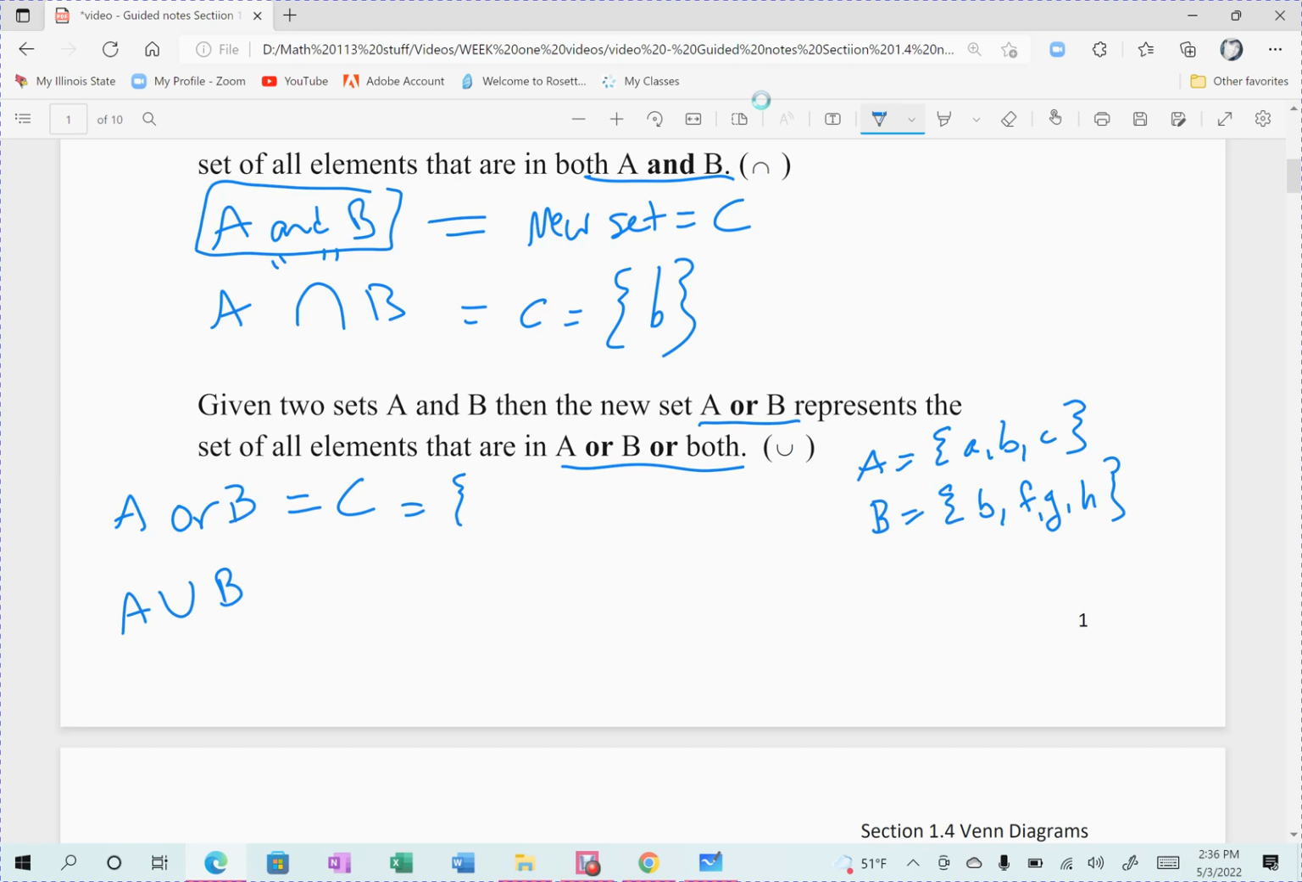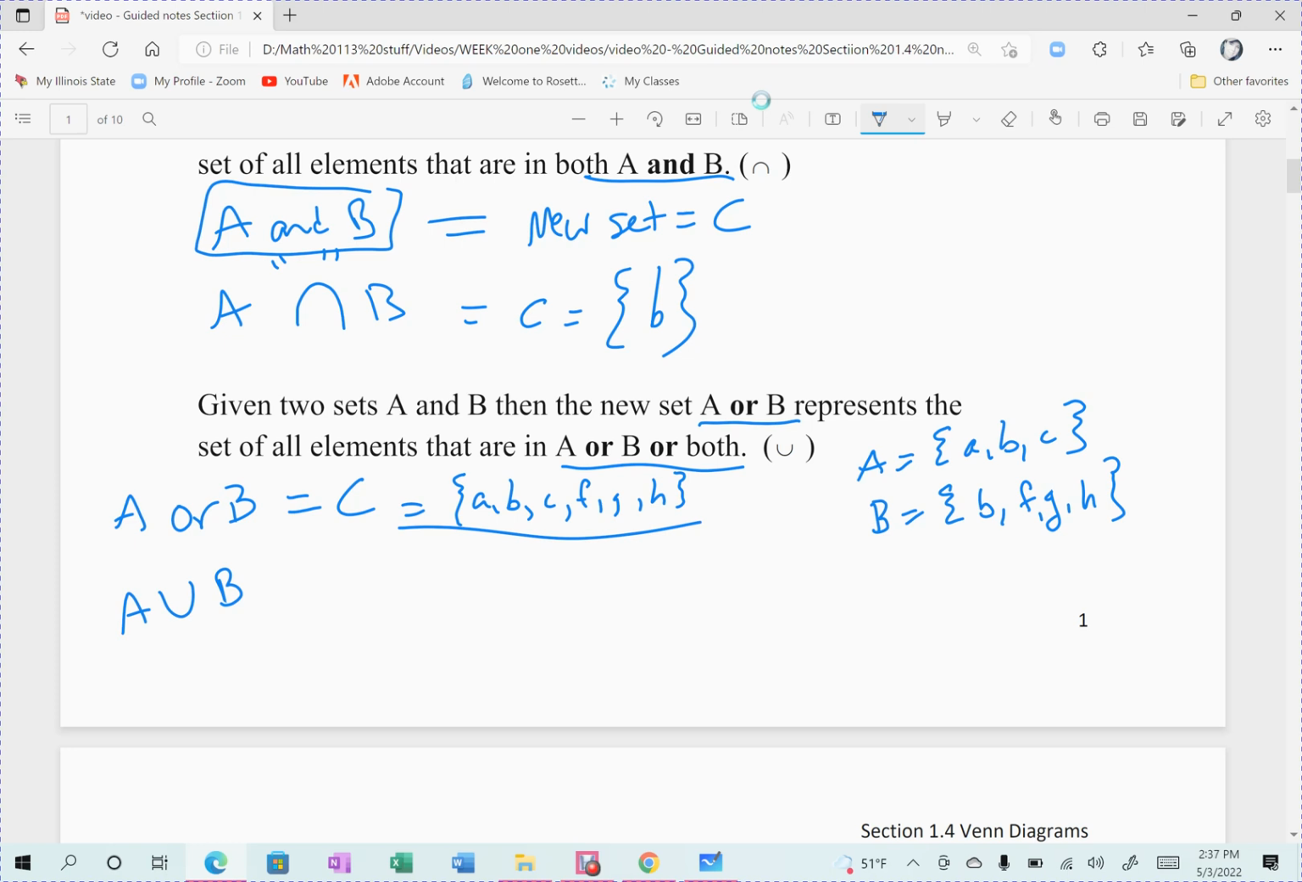I include the same thing that they share. They share the letter B, but I only put it in one time. There's only one letter B in the alphabet, and so when I put it in my set, I only put it in there one time. So my set A or B would be A, B, C, and then everything from B, not including the B again, so F, G, and H, and then I'd sort of double check to make sure I have them all. A, B, C, I have B, F, G, H, so it checks.